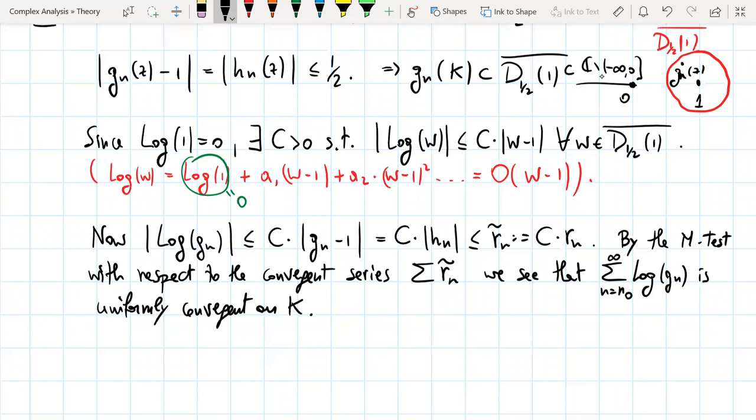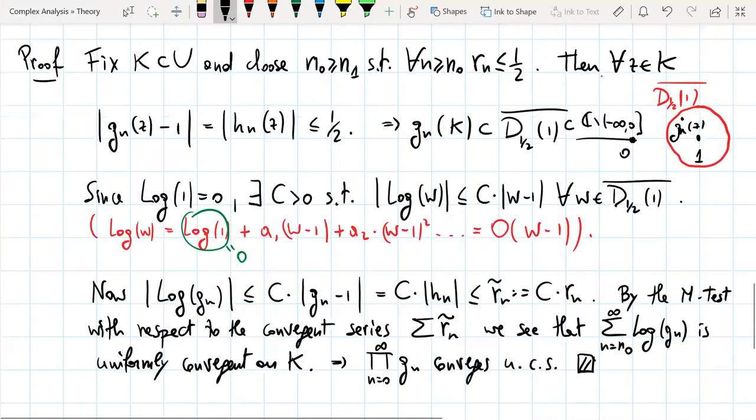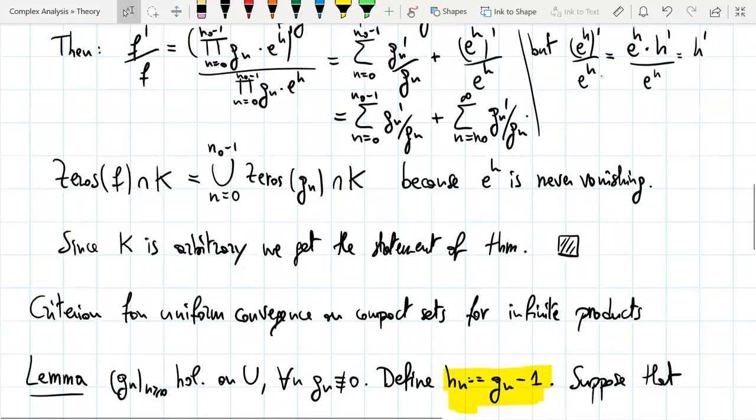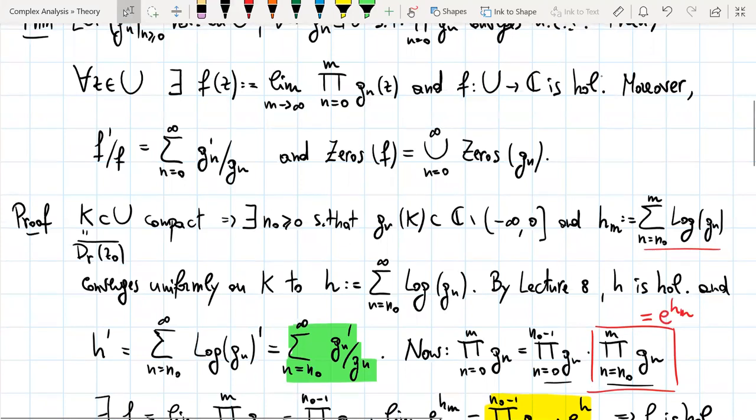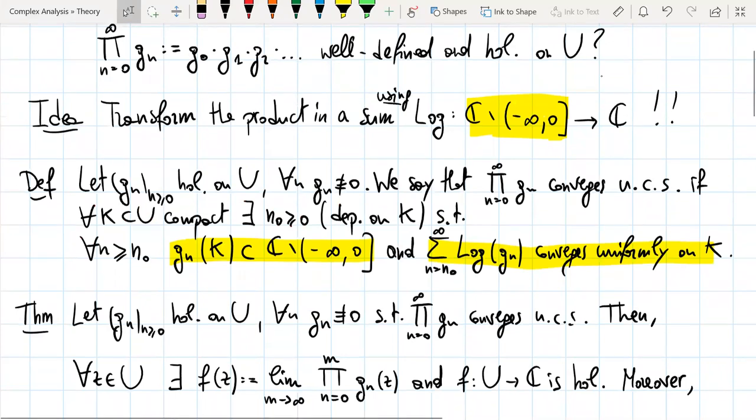Very good. So this shows that also the second property of uniform convergence on compact sets is satisfied. So this shows that the infinite product converges uniformly on compact sets, and we are done. So remember, converging uniformly on compact sets means these two properties that we highlighted above here. And we have both of them. So we showed both of them. Very good. So this is now the end of the theoretical part.